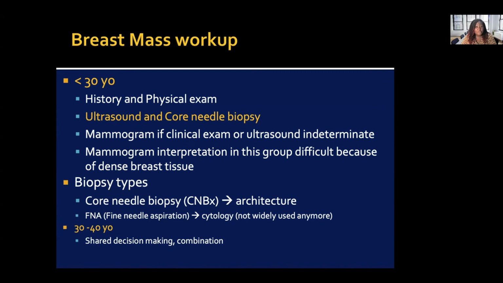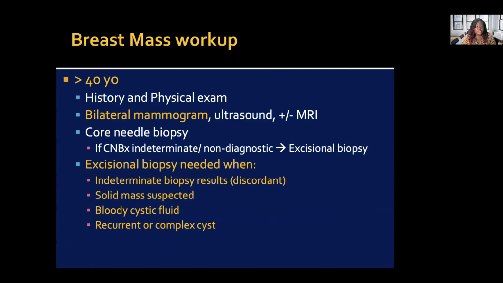Patients who are about 30 to 40 years old, we talk about shared decision making. There's a combination of ultrasound and mammography that's used in these patients. In fact, mammogram and ultrasound usually get performed together with any questionable lesion. Patients who are greater than 40 years old, again, start with the history and physical exam and go to a bilateral mammogram. We can add an ultrasound and we can also add an MRI if needed.